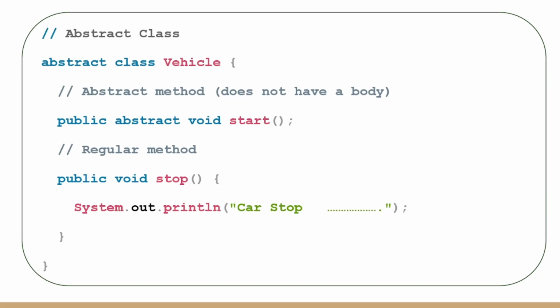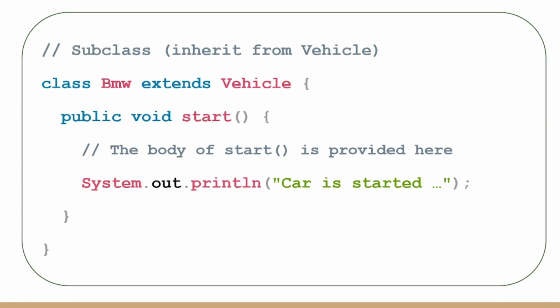Now here you see the vehicle class with a start and a stop method, as we have already seen earlier. Now suppose there is a class called BMW. BMW is a vehicle, so it is extending the vehicle class, and if you are extending, it is going to force you to implement the method.